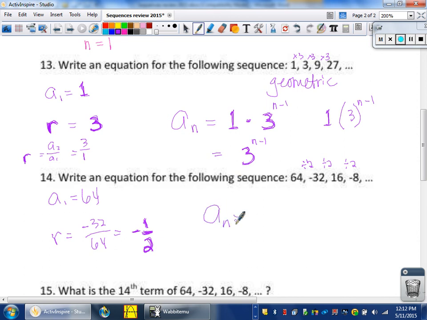So a sub n is the first term times the ratio to the n minus 1 power. You don't do 64 times negative 1/2, because the negative 1/2 is being raised to a power, and you always do powers before you do multiplication. So we leave it like this. You don't ever try and simplify this geometric sequence equation. Okay? Don't do it.